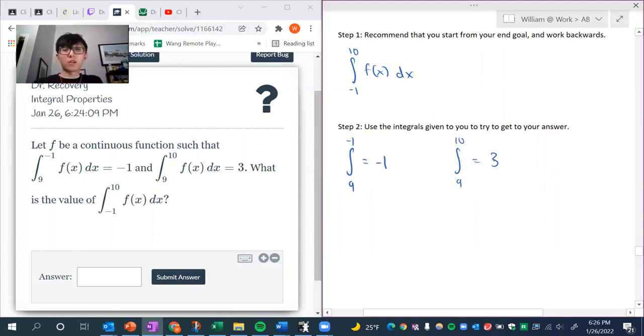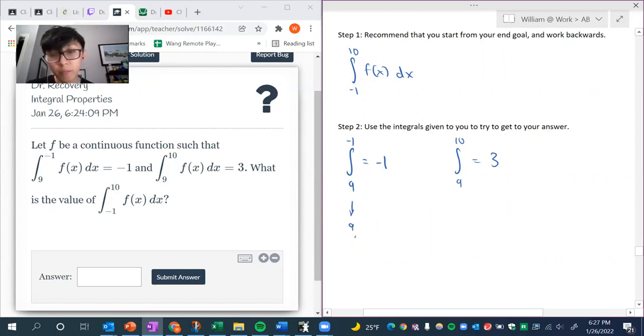Cool. Okay. Well, the first thing I personally notice is that my integral goes from 9 to 10. I'm trying to get from -1 to 10. So what I'm really missing is that part from -1 to 9, right? I'm missing that part. Well, that's perfect. I could definitely use this integral, except it's flipped around, right? It's from 9 to -1. So in order for me to use this, I'm going to flip this. So my order of integration is going to become the integral from -1 to 9.